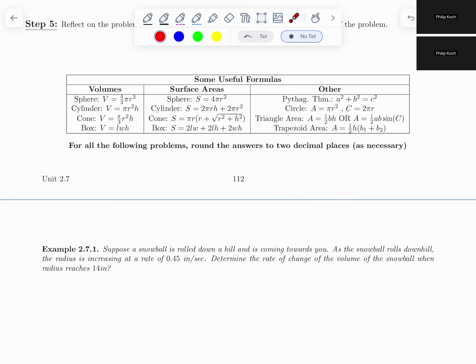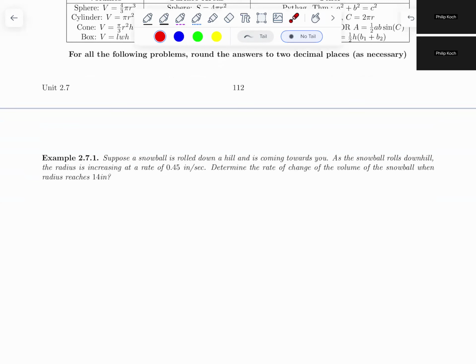Anywho, where am I getting to? So yeah, you don't have to have those memorized. And for my class, I'm basically always going to make you round to 2 decimal places. That's what I'd like. So let's look at that initial example of talking about a snowball that's rolling down the hill. It's coming towards you.